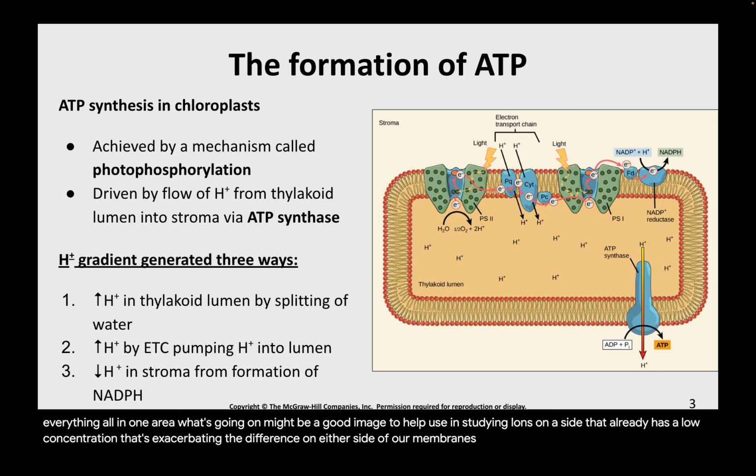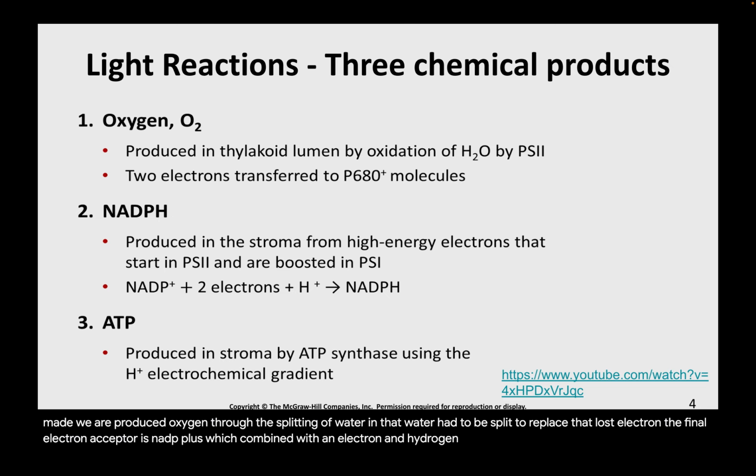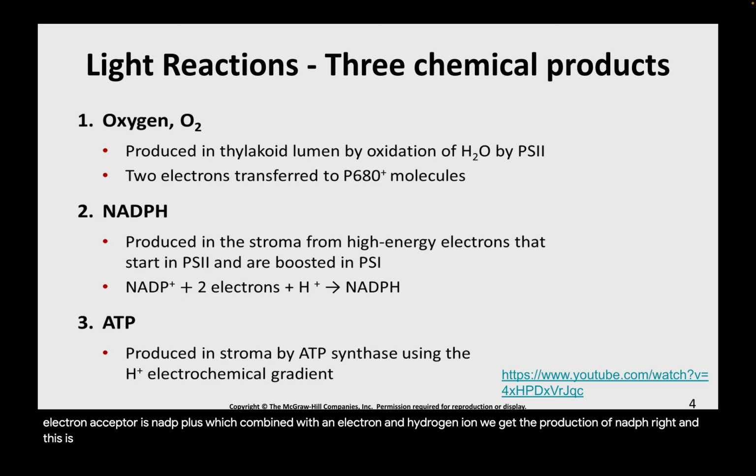All right, that is actually the last bit of the light reactions. All right, so 3 things have been made. We have produced oxygen through the splitting of water. And that water had to be split to replace that lost electron. The final electron acceptor is NADP+, which combined with an electron and a hydrogen ion, we get the production of NADPH. Right? And this is an electron carrier molecule, just like NADH is.